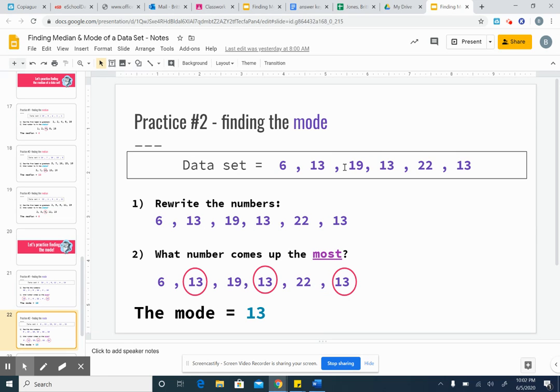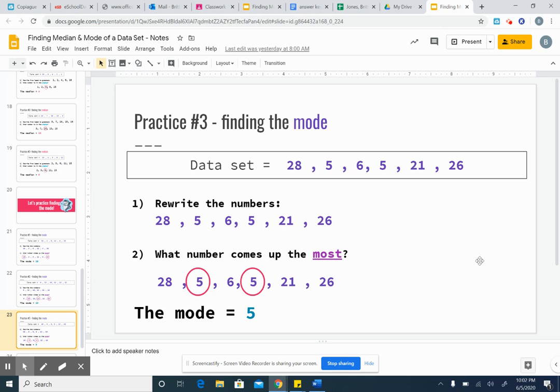Here we have another data set. We have 6, 13, 19, 13, 22, 13. We have 3 13s. That one comes up the most, so that is the mode. Lastly, we have another data set, and in this data set, 5 happens to be the mode because 5 happens twice. If numbers don't repeat at all, then you don't have a mode. But you'll usually see examples that do have a mode.